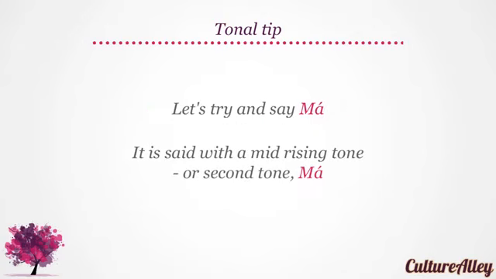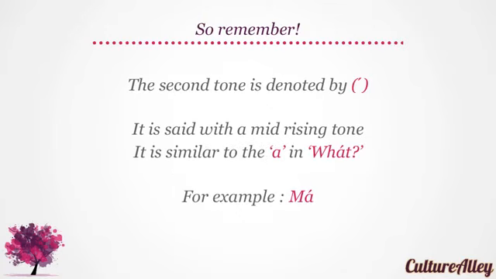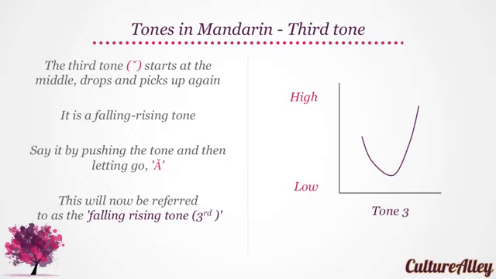Let's try and say ma. Once again, it is said with a mid-rising tone, or second tone. Ma. So remember, the second tone is denoted by an upward slant from left to right, is said with a mid-rising tone, and is similar to the A in what. A good example of this tone is ma. Very good. Let's move on to the third tone.